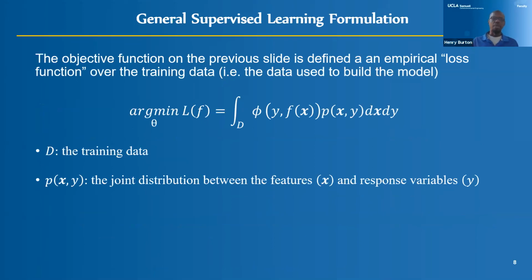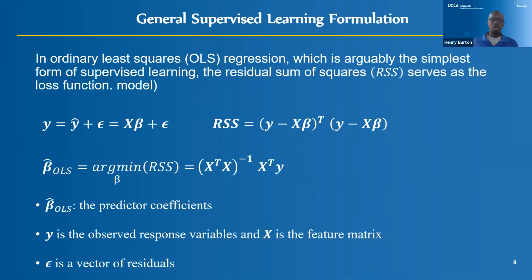So I mentioned before that the machine learning problem is set up such that you would try to minimize some loss function. This is typically an empirical loss function because you're trying to minimize the loss involved in predicting a set of training data, right? That's why it's called an empirical loss function. So basically you're trying to get the set of parameters theta that would minimize that loss function over your training data, which is defined as D.